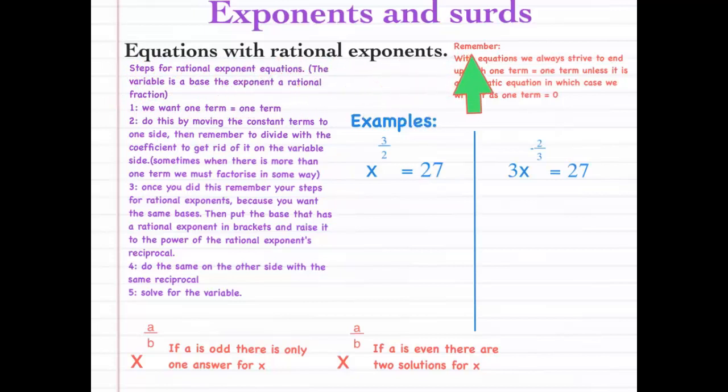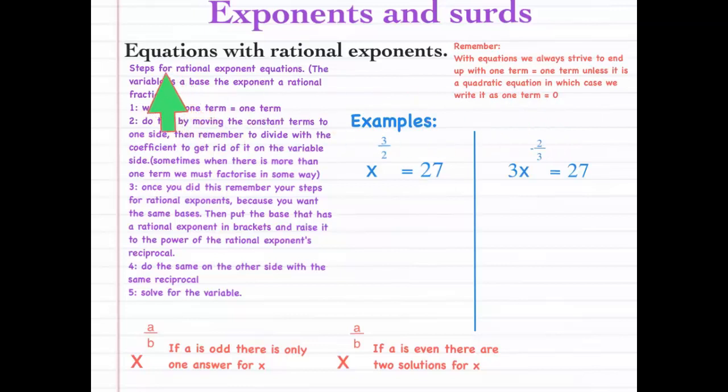And remember from our previous lessons that we always strive to end up with one term equals one term, unless it is a quadratic equation, in which case we write it as one term equals 0, right? Because that is like a trinomial, we factorize it, then it is one term equals 0, and then we can solve it with the zero product rule. Yes? Okay, we did that in the previous lessons.